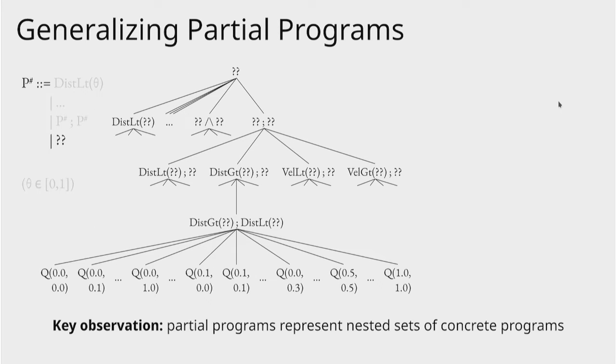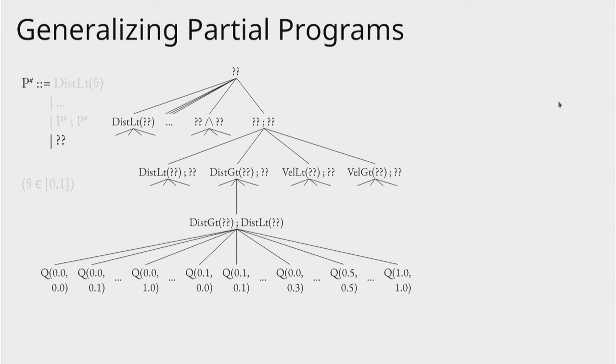The key insight here is that partial programs represent nested sets of concrete programs. What do I mean by that? Well, this hole represents the set of all programs, whereas distance less than hole represents all the programs that are distance less than followed by some concrete number. Conjunction and sequencing of holes are all the programs that begin with a conjunction or begin with a sequencing. And these sets of children form a partition of the set of their parent. So these are all the possible ways that you could fill that first hole.